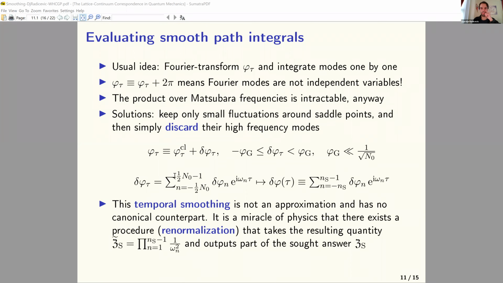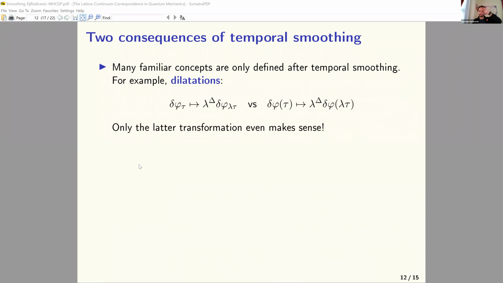But I want to specify that from a lattice point of view, this is a completely unreasonable thing to do a priori. But it's important to be aware that you're doing it, and to be aware of its possible limitations. So, two examples of the consequences of the fact that you have to do temporal smoothing to actually evaluate the integral.